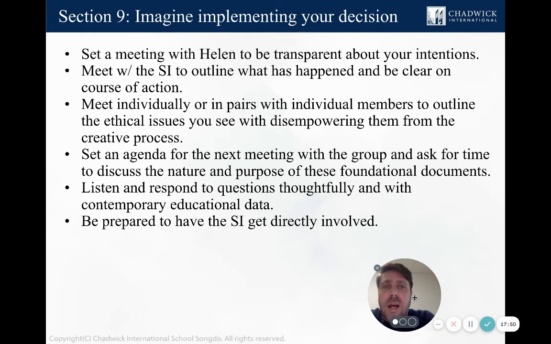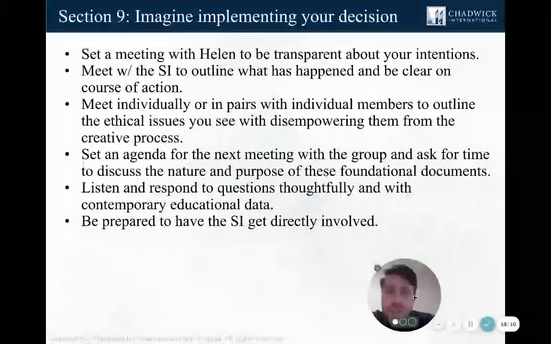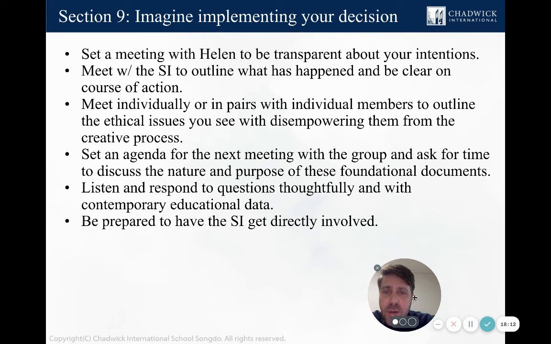Meet with the superintendent to outline what has happened and be clear on the course of action. Meet individually or in pairs with individual members to outline the ethical issues you see with disempowering them from the creative process. Set an agenda for the next meeting with the group and ask for time to discuss the nature and purpose of these foundational documents. Listen and respond to questions thoughtfully and with contemporary educational data, and then be prepared to have the superintendent get directly involved if, again, you get a negative outcome.